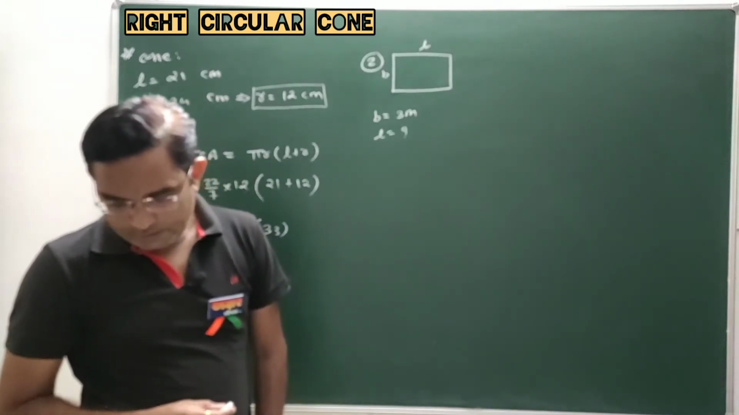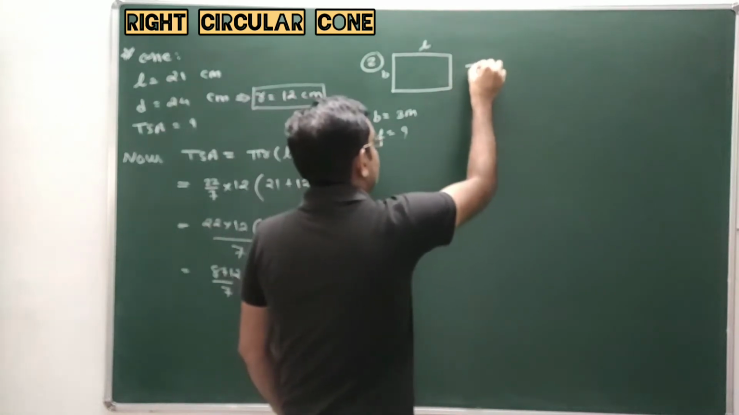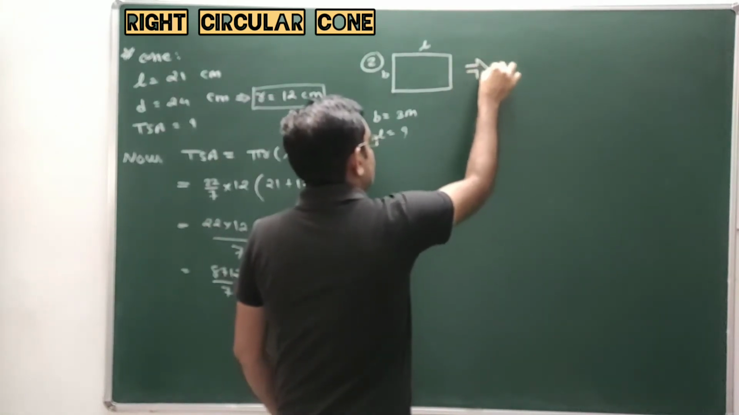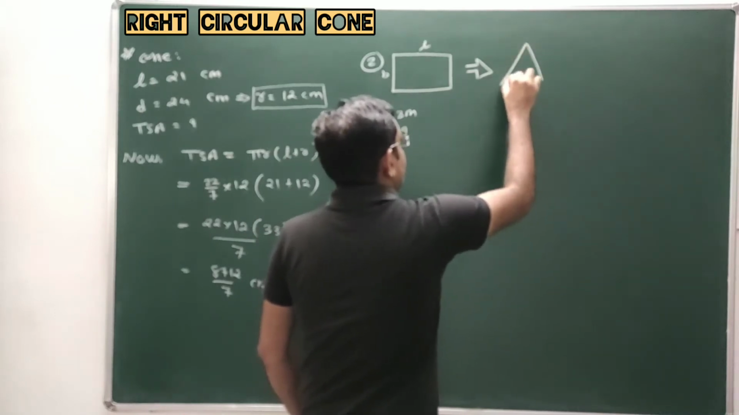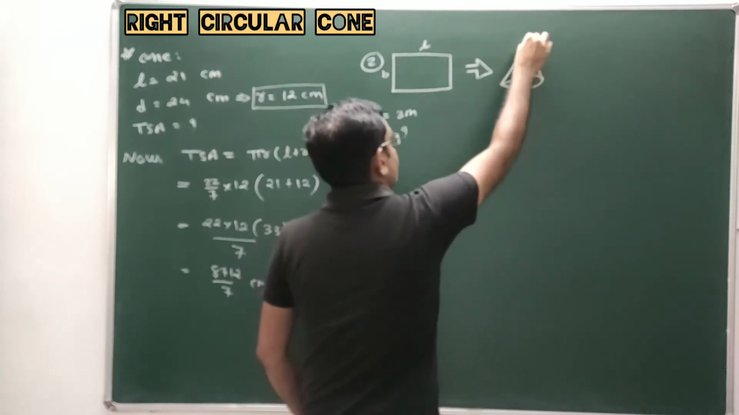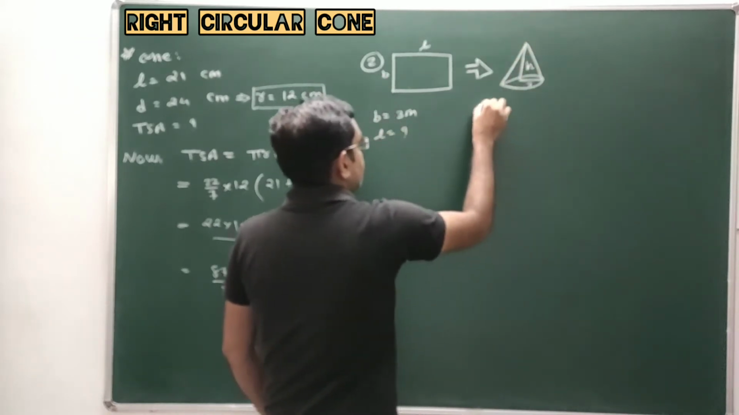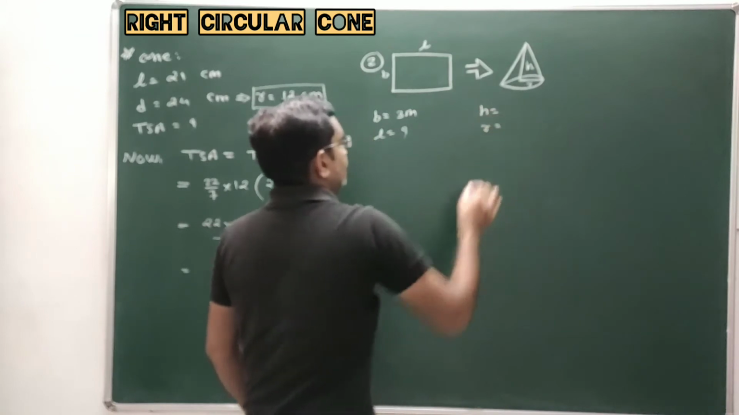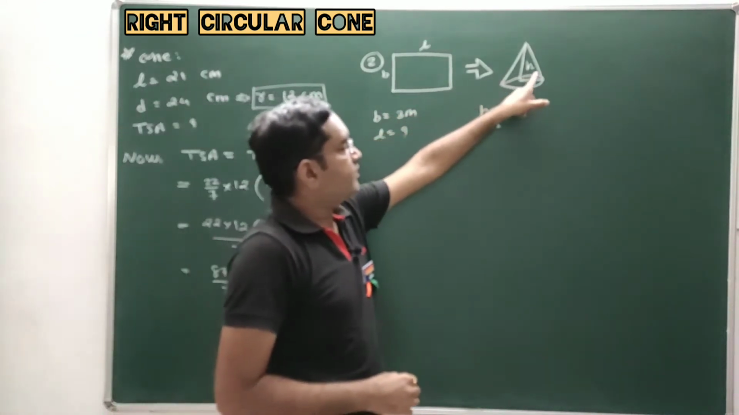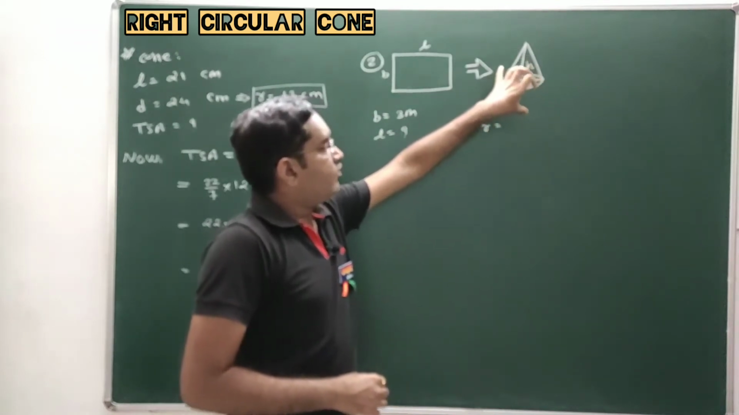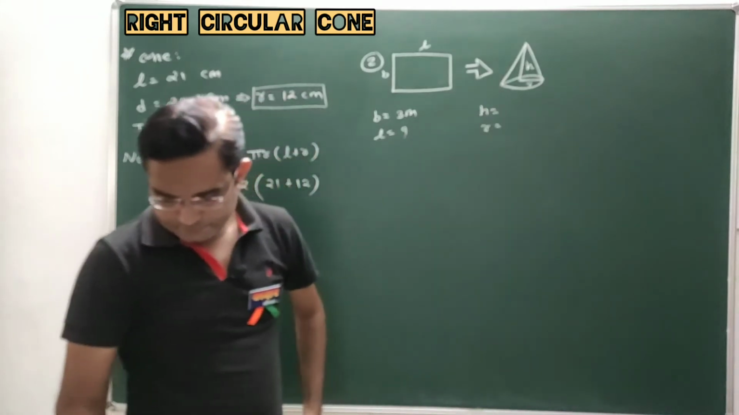to make the conical tent of height 8 meter. This canvas is used as the curved surface area of this conical tent. This is the conical tent whose height is h and base of radius is r. This canvas is used as the curved surface area of this cone, and the dimensions of this cone are given.